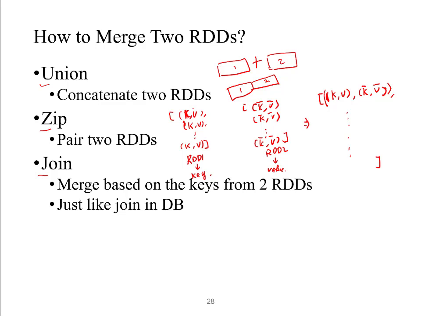For join, you merge based on the keys from two RDDs. If we look back at union and zip, there's nothing to do with the keys of the elements, or we did not do special things for the keys of the elements. But for join, the whole process is based on the keys from two RDDs. The concept is just like a join in a database, right? You should have learned this in 9311. Okay, so this is how to merge two RDDs.